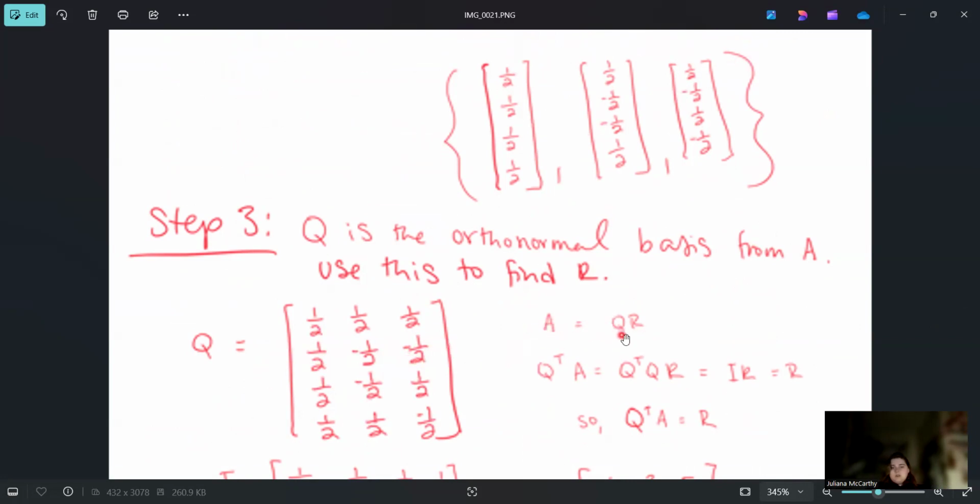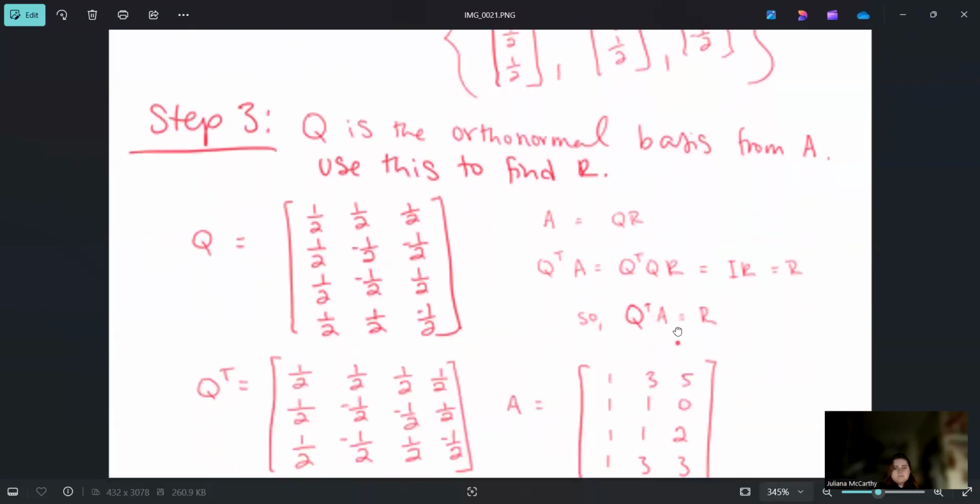So we know that A equals Q times R, and we want to get R by itself. So we multiply both sides by Q transpose. Q transpose A equals Q transpose times Q times R. And we know that Q transpose times Q just equals the identity matrix. And the identity matrix times R just equals R. So we have that Q transpose times A equals R.